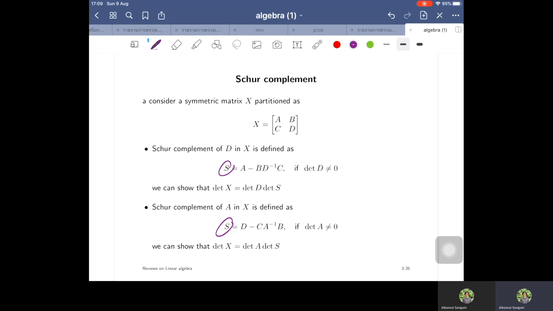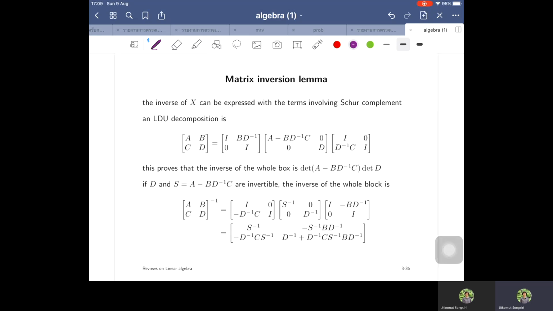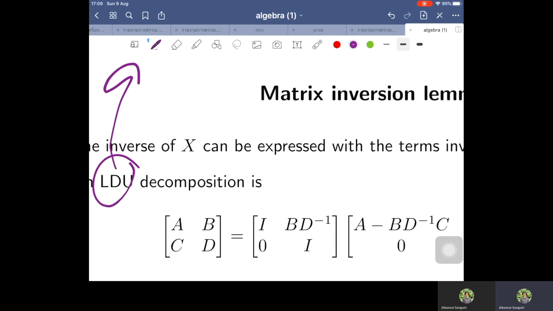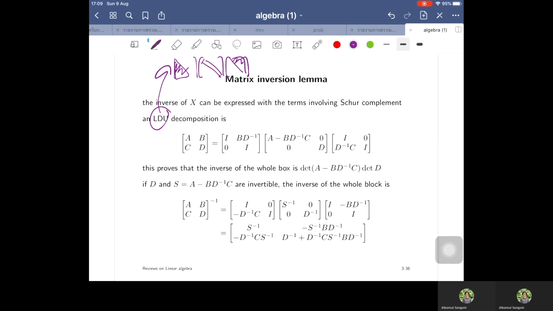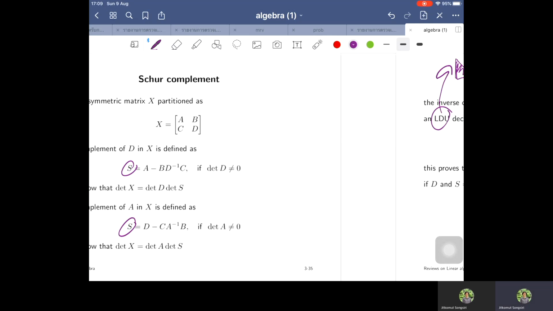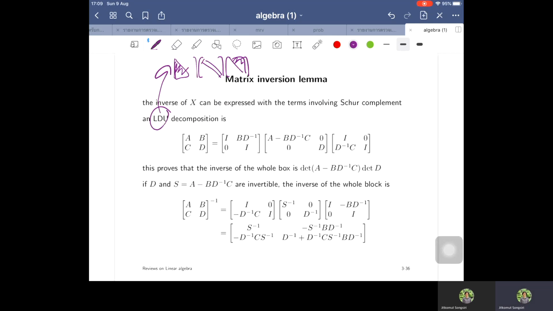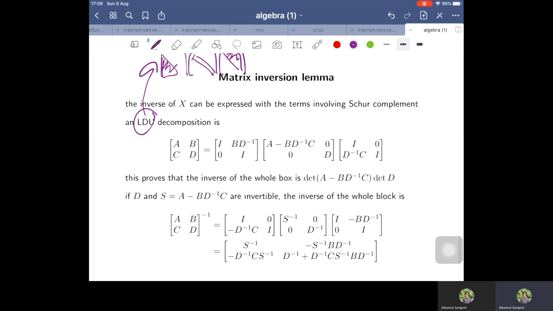So here, before we see the result, we assume that you know a little bit about matrix decomposition, and LDU is one of them. A matrix can be decomposed into a lower triangular, a diagonal matrix, and an upper triangular matrix. This is called LDU. Now, the result of the Schur complement can be shown by this analysis, and it gives us a very important result that is called the matrix inversion lemma as well.